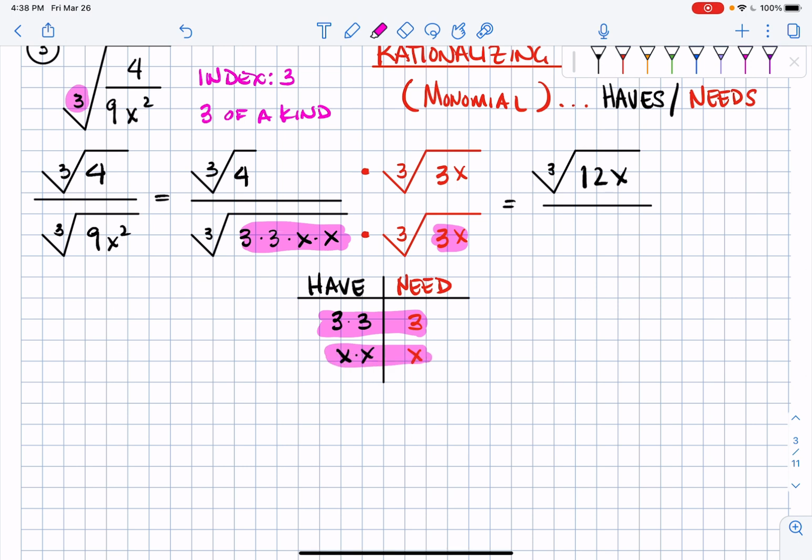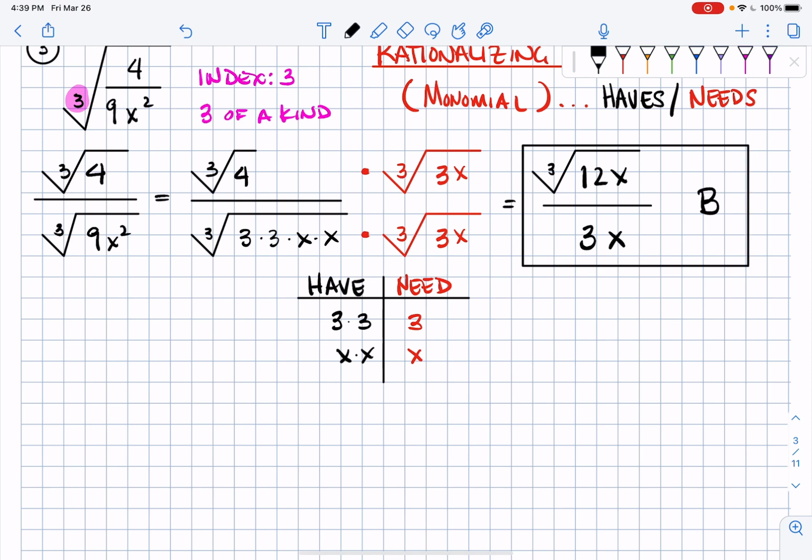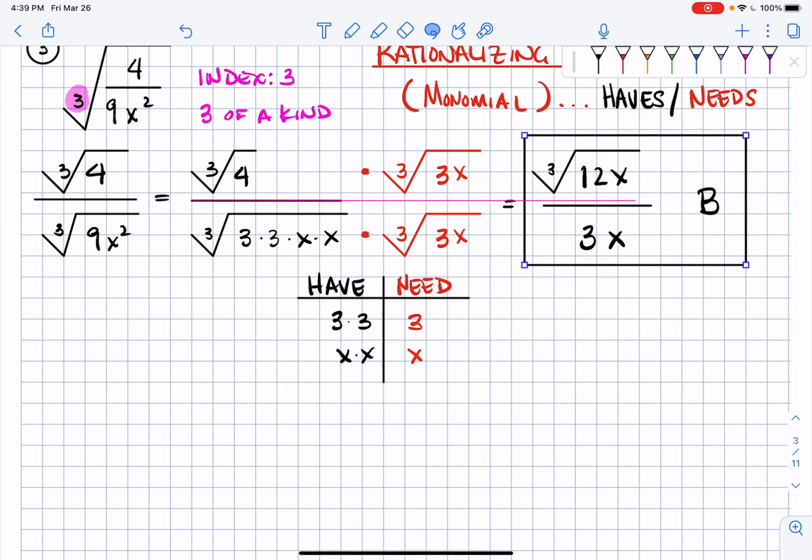So if you notice, I have 3 3s and 3 x's. So if I have 3 3s and 3 x's, that means I have a 3 that comes out, and I have an x that comes out. And voila, there is my answer. And that is going to be choice B. There we go. All right, and that's number 3.